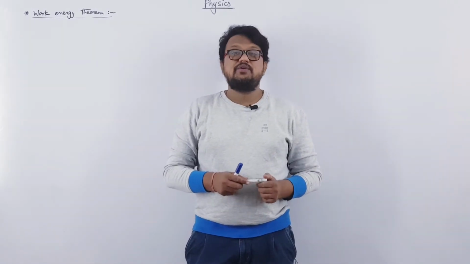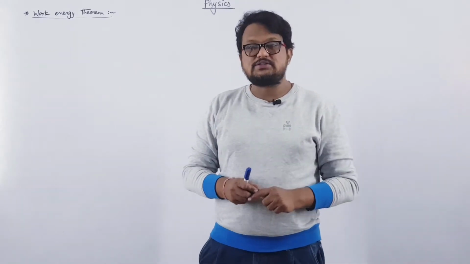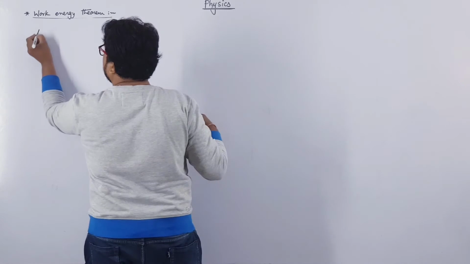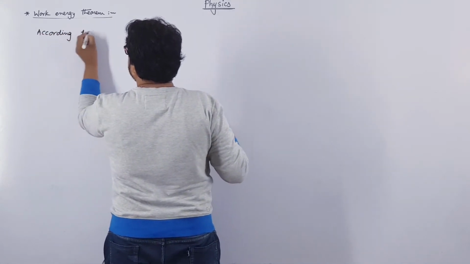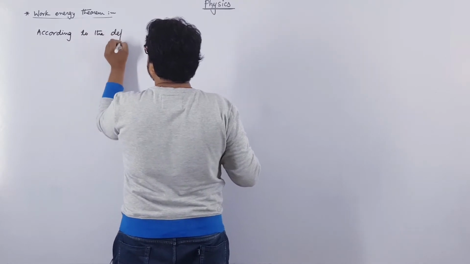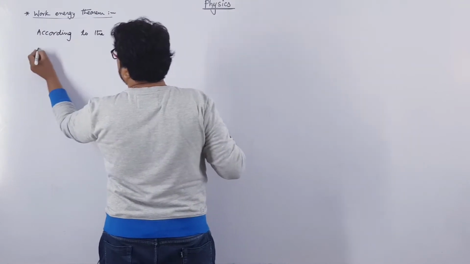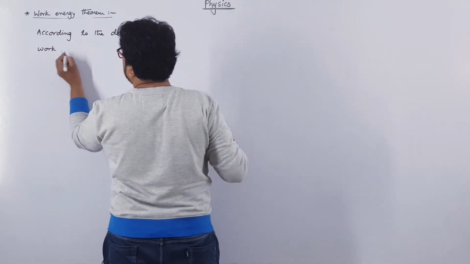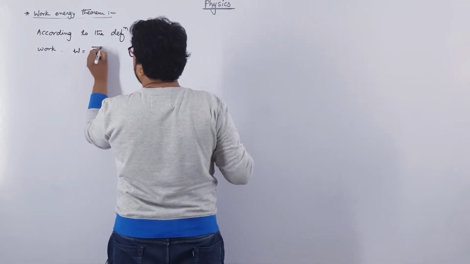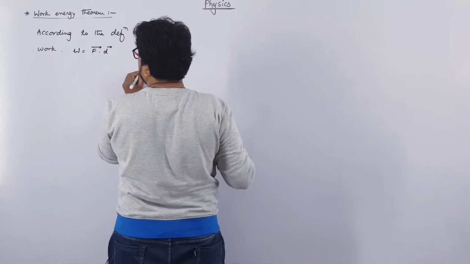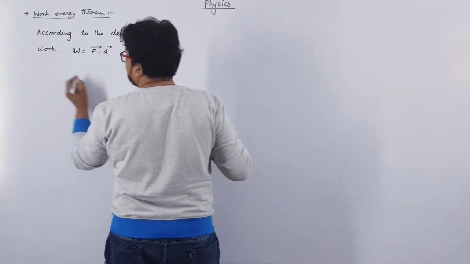If you remember, we have defined work. What is work? The scalar product of force and displacement is known as work. So you can say that according to the definition of work, W will be equal to F dot D. Right? W will be equal to F dot D. Let this be equation number 1.